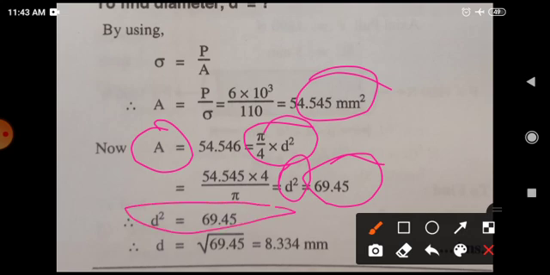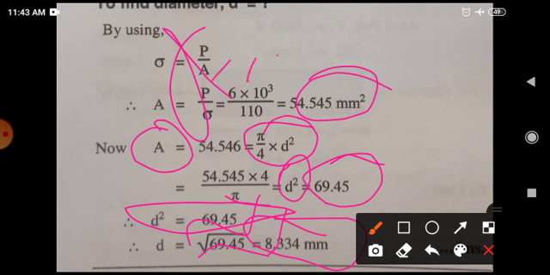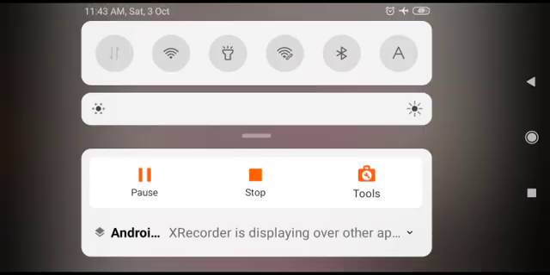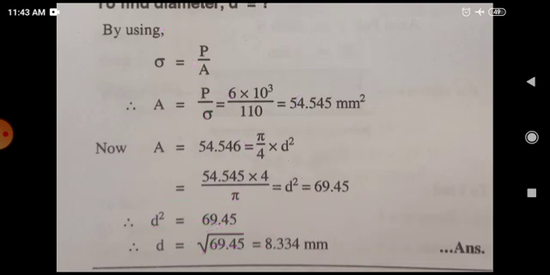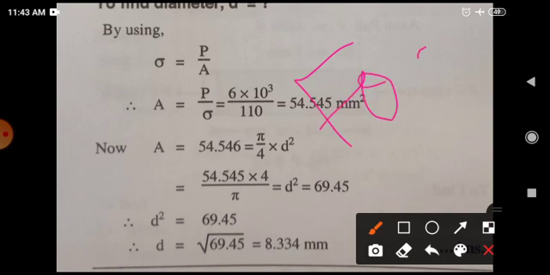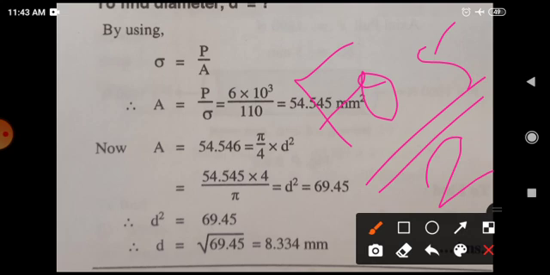Then do one more thing: take the square root on both sides. You don't get an exact diameter, so d can be taken as approximately 8.334. Now here I want to tell you specially one thing. If a factor of safety is given, which is equal to 2, and they say considering factor of safety equal to 2, then we first have to increase the stress or increase the load by 2 times.